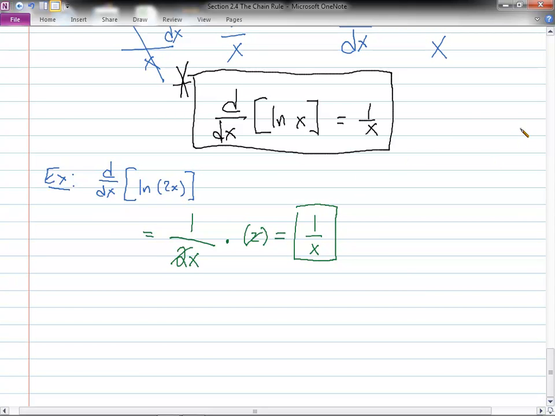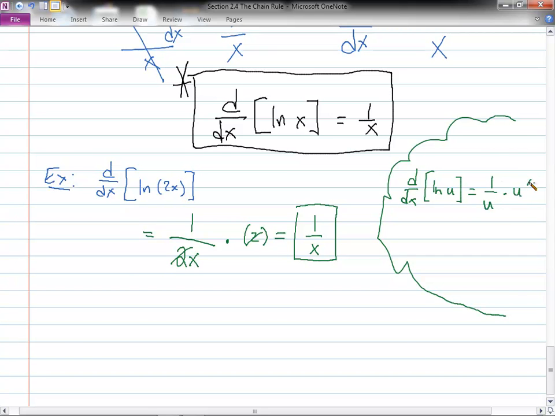Okay. Maybe I want to emphasize something over here off the side. Notice, if you have the derivative with respect to x of the natural log of something other than an x inside here, it's going to be 1 over u times u prime, because that's just the chain rule. Or sometimes we just shortcut it and go ahead and write it like this. Right, it's the derivative of what's inside over what's inside.